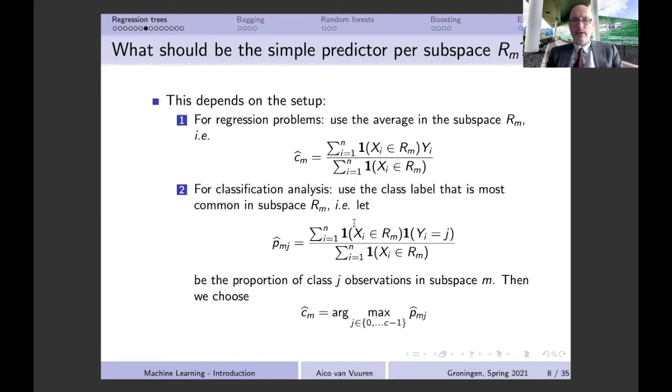And then what we're going to do is predict that particular class in that particular subset that has the highest p hat. So we're simply going to do this for any kind of subset m that we have over here.